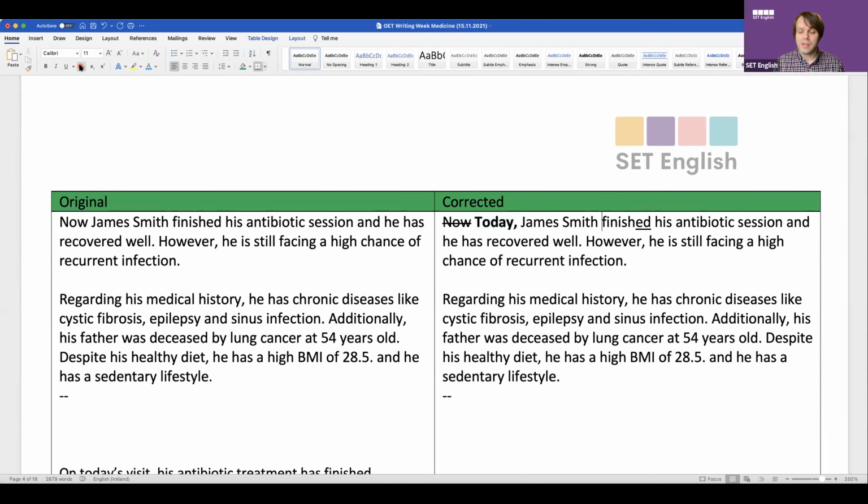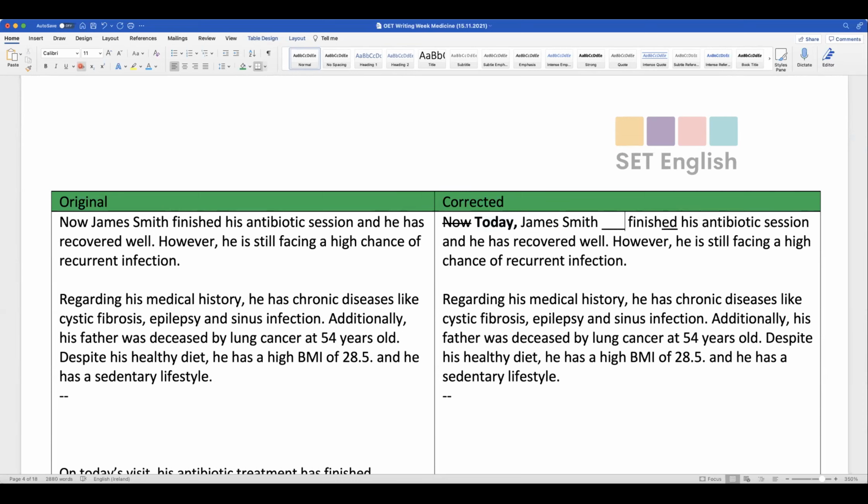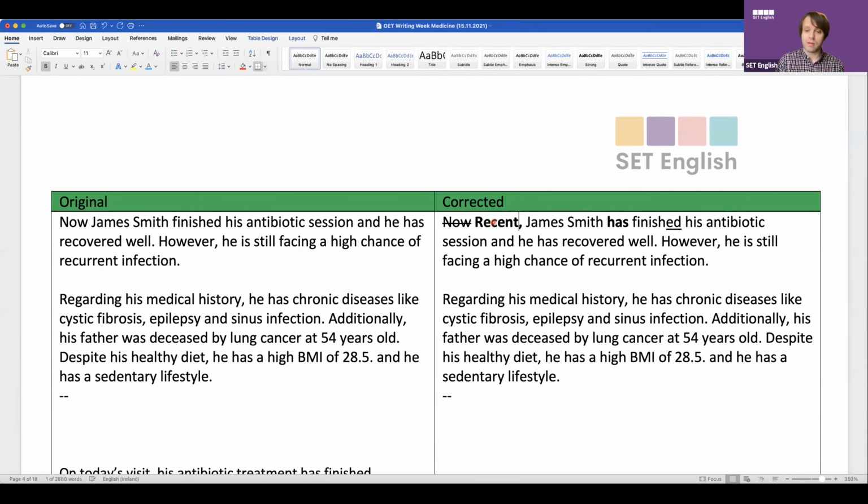So he didn't finish it today, did he? Has finished. So we've got has. What tense is that? Present perfect. So I don't want to say today now, right? I know this is difficult, but I don't want to say today with present perfect. It's okay, but it doesn't sound right because this is a timestamp, which is only talking about today. Why don't I say something else here? Recently, maybe. Recently works very well with present perfect. So: Recently, James Smith has finished his antibiotics session.